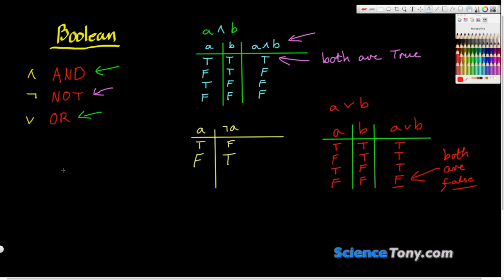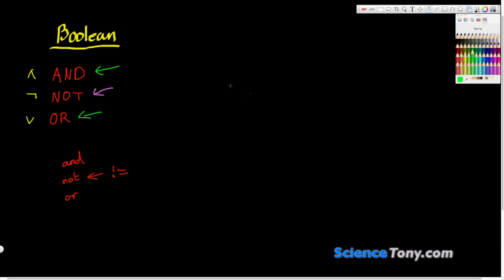When we use the code, AND can be written like this, NOT can be used like this, OR can be used like this. But remember, this NOT can also be written like this. We can have combinations of these statements here. We can have combinations of them.